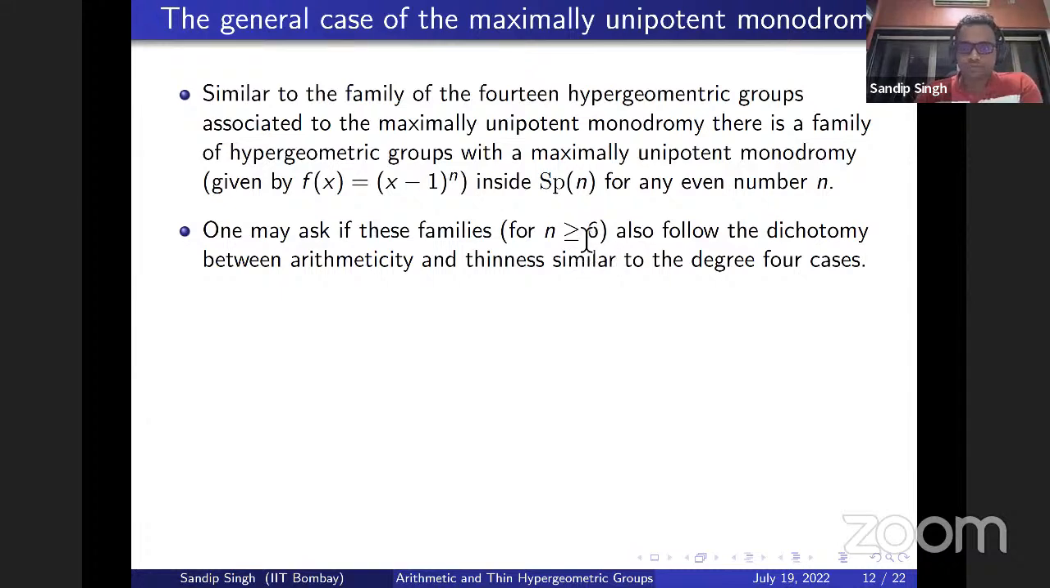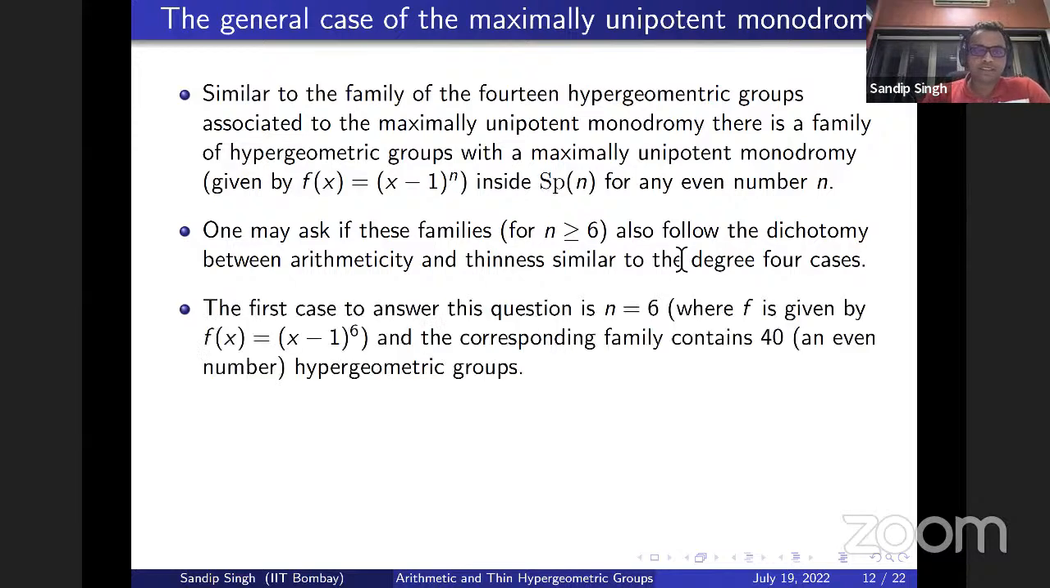In fact, n equal to 4 we know already. N equal to 2, all the groups are actually arithmetic. So that's why I've written n greater or equal to 6. They also follow the dichotomy between arithmeticity and thinness, similar to the degree 4 cases.